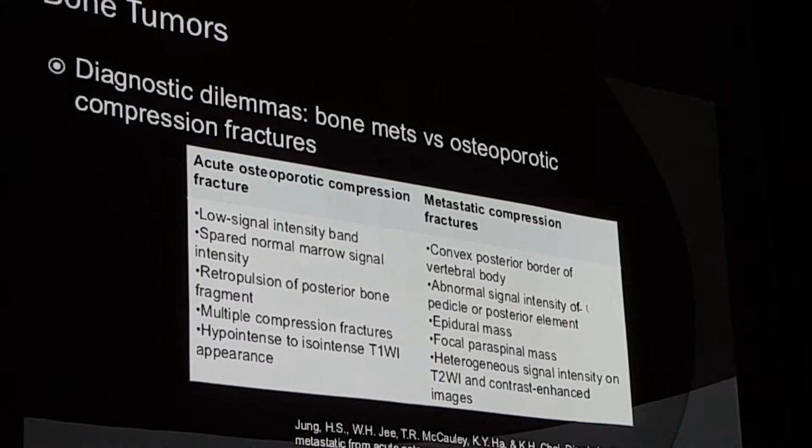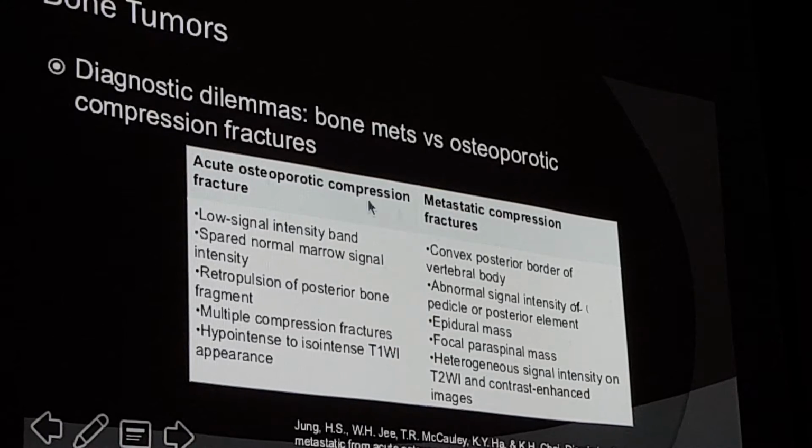Take-home message here is the modality of choice is MRI. That's it. Take-home message. If you're in doubt, have an MRI done. And this table gives the differences between the two.